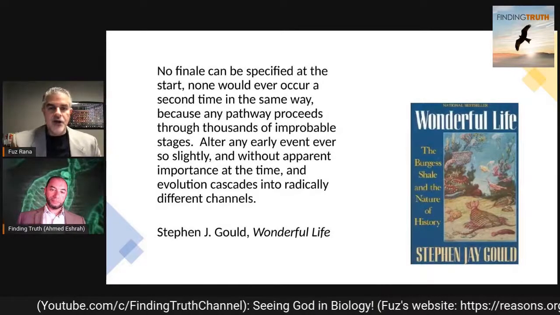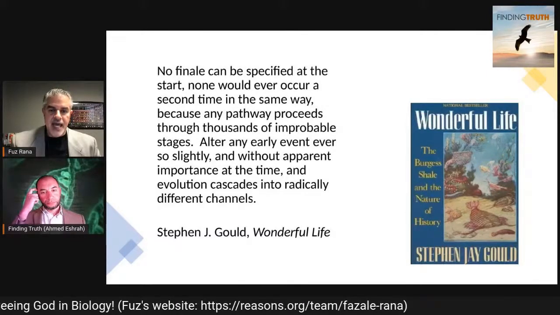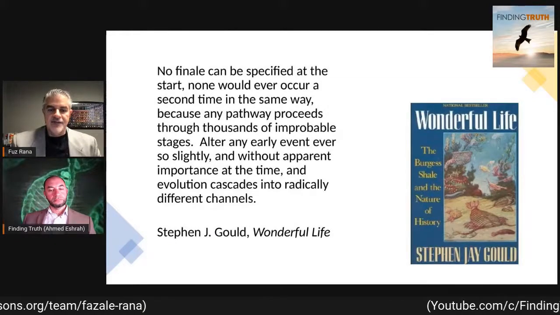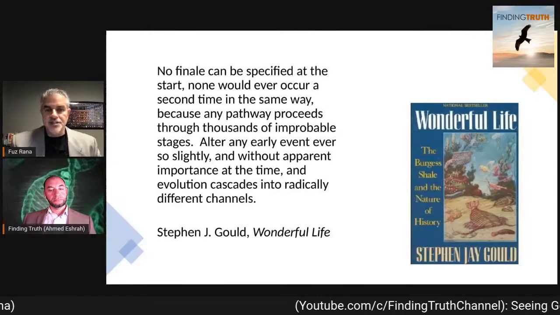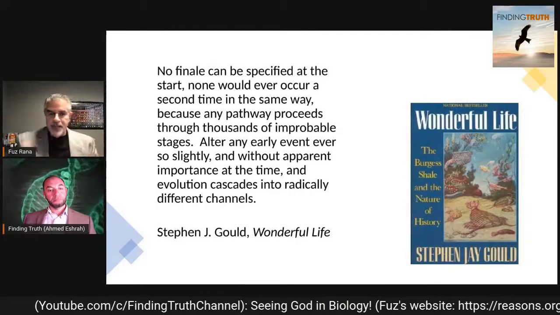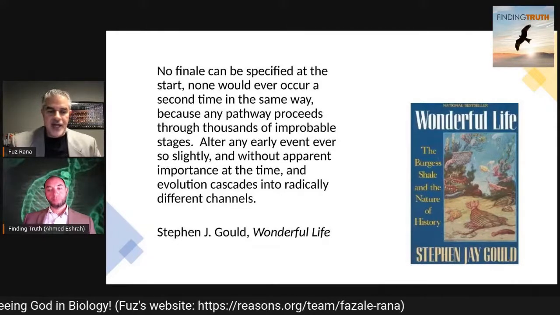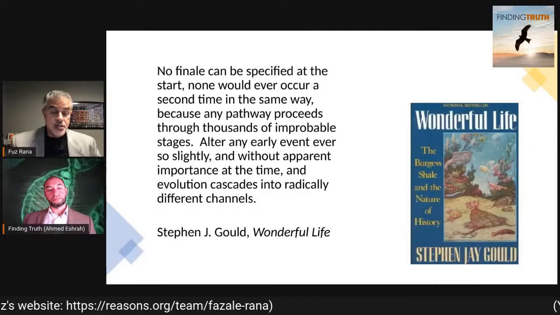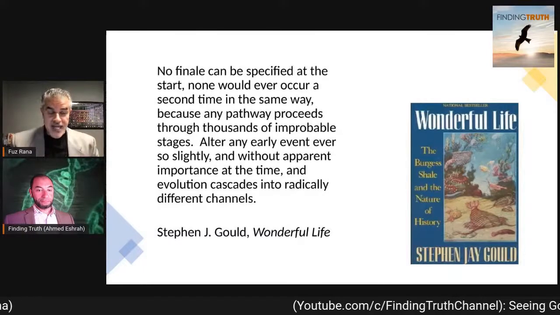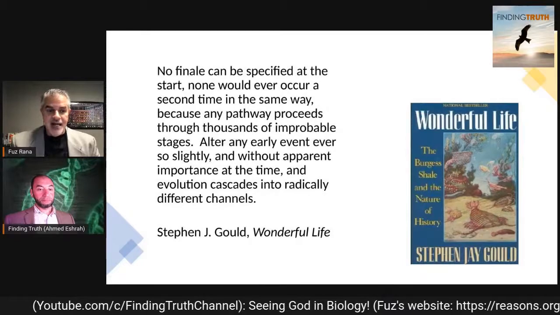This is how Gould described the evolutionary process: no finale can be specified at the start. None would ever occur a second time in the same way, because any pathway proceeds through thousands of improbable stages. Alter any early event ever so slightly, and without apparent importance at the time, and evolution cascades into radically different channels. His metaphor was that if you could rewind the tape of evolution and let it replay, you'd get a different outcome every time. So you would not expect something like DNA replication to even evolve a single time, given some of the points you're making, let alone a second time. And if it did, you would never expect it to be, in effect, identical.